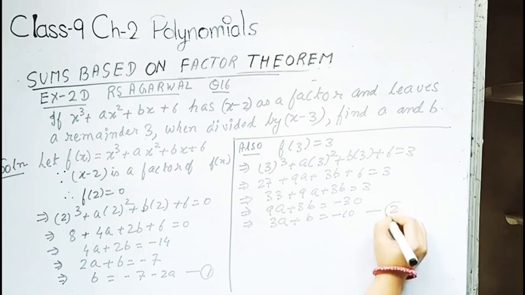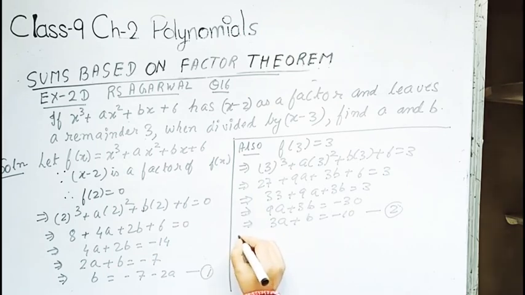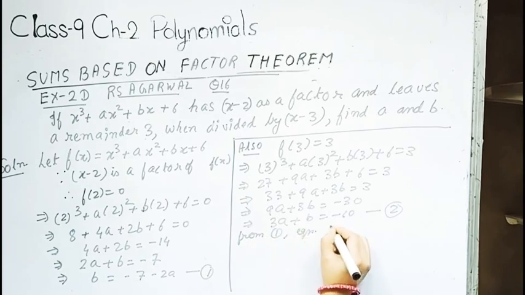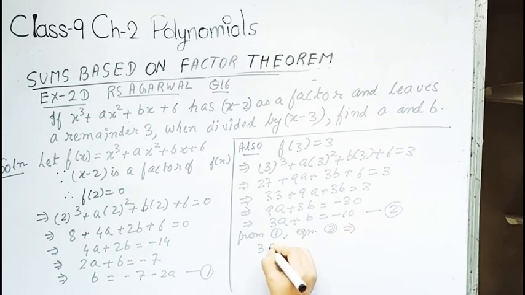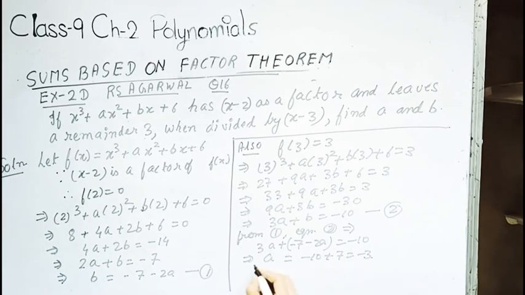Now let us make it equation number 2 and let us put the value of b from equation 1 in equation 2. So we will write from 1, equation 2 implies 3a plus 7 minus 2a equals minus 10. This implies 3a minus 2a is a, and over here minus 10 plus 7 equals minus 3. Therefore a equals minus 3.